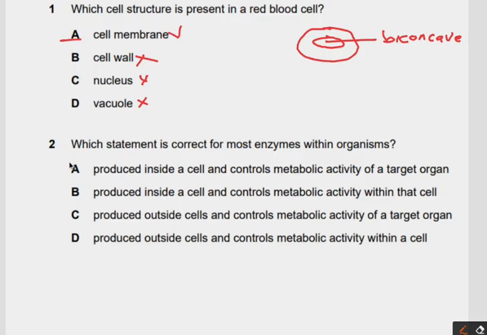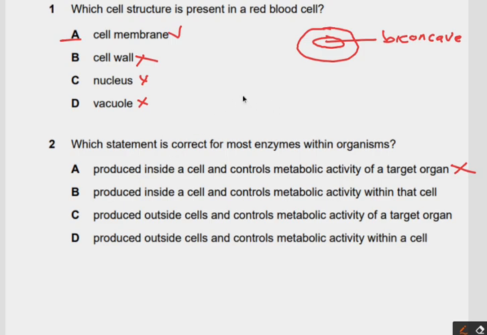Then when it comes to question 2, which statement is correct for most enzymes within organisms? Alright, so for option A, enzymes are produced inside cells and control metabolic activities of the target organs. The only chemicals which control the activity of target organs are hormones. So this one is going to be cancelled out. Then as for B, they are produced inside the cells and control metabolic activities within the cell. Of course, enzymes are produced by different organs. They are not produced inside, they are produced outside.